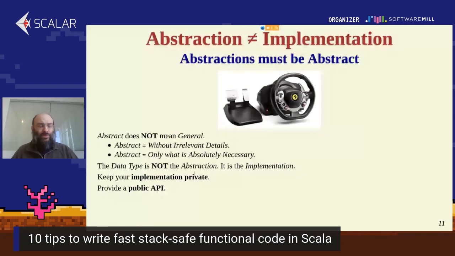Your data type is not the abstraction, it's the implementation. The trait is the abstraction. So the abstraction is the interface and the implementation is the real class. So you provide your public API and you provide a private implementation. So that's one of the reasons I told you I love the principles of object-oriented programming, and encapsulation is just that.